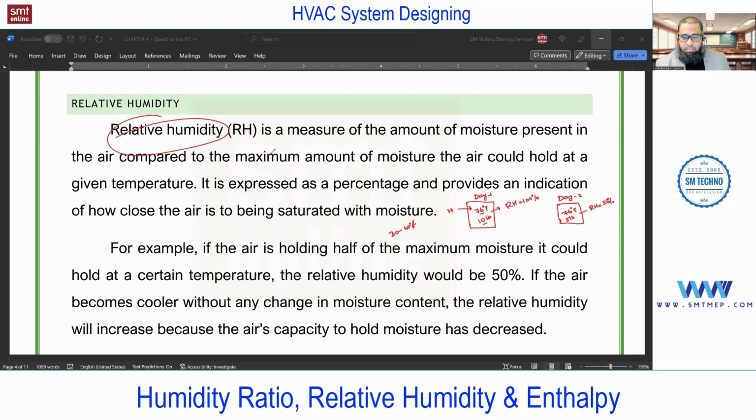A question online: Sir, is there any relation between relative humidity and humidity ratio? Humidity ratio is the quantity of the moisture, a measure of the moisture. But relative humidity is a comparison of the moisture. Both are humidity only.